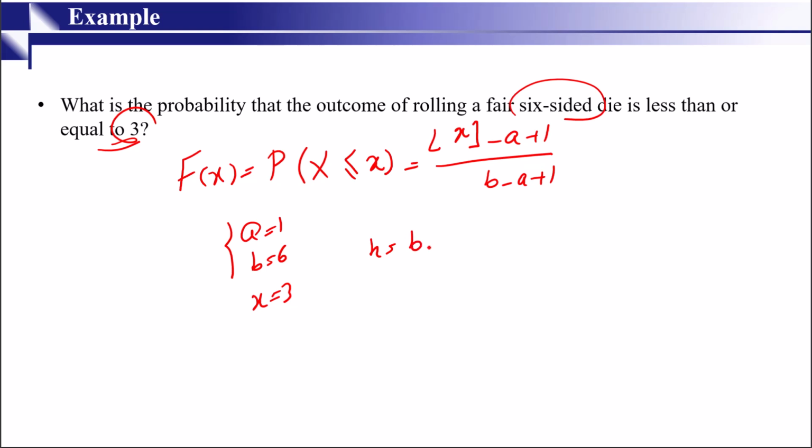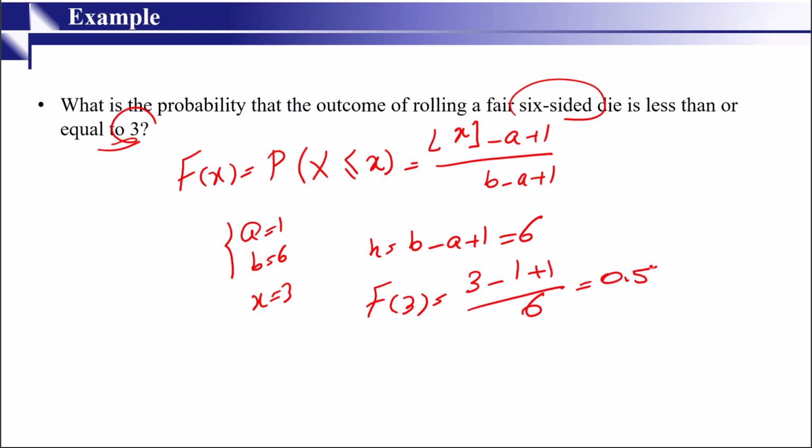n is equal to b minus a plus 1, which is equal to 6. Then F(3) is equal to (3 minus 1 plus 1) divided by 6, which is equal to 0.5. This means that the probability of X less than or equal to 3 is 0.5. It means covering 1, 2, 3.